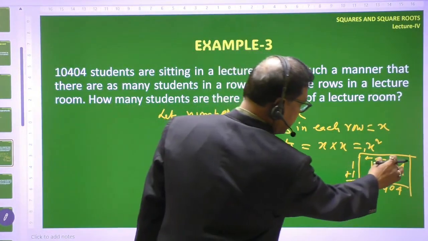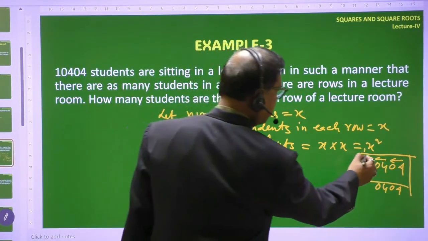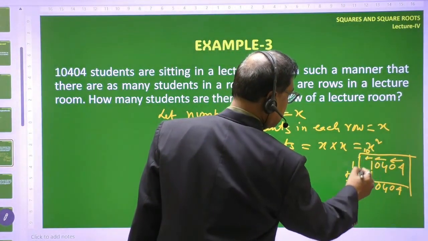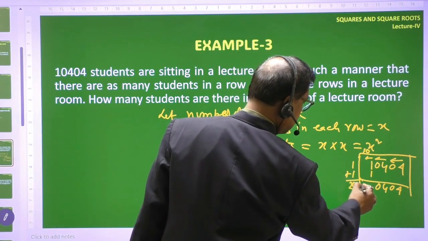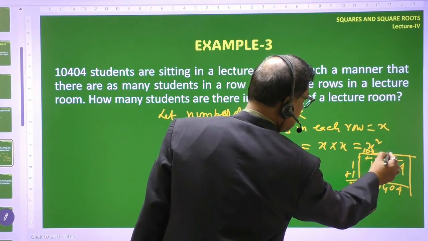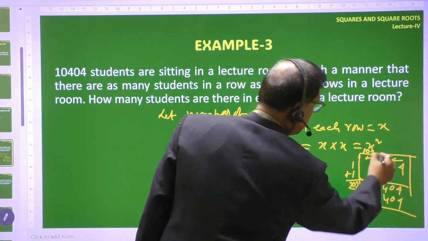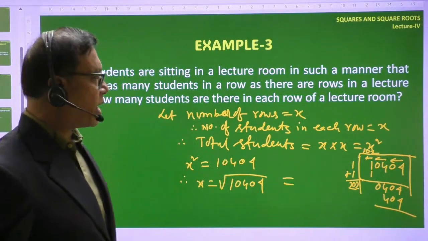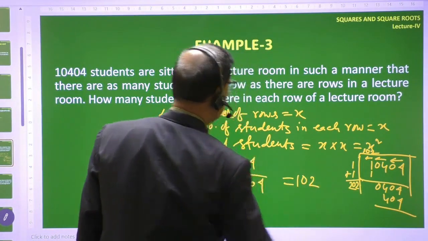And since we are taking 2 pairs at a time, we know the rule, what? We have to put 1, 0 here. So it is 10 now, and double of 10 means 20 here. Yes. So obviously 2, because 404. So 102 is the square root value.